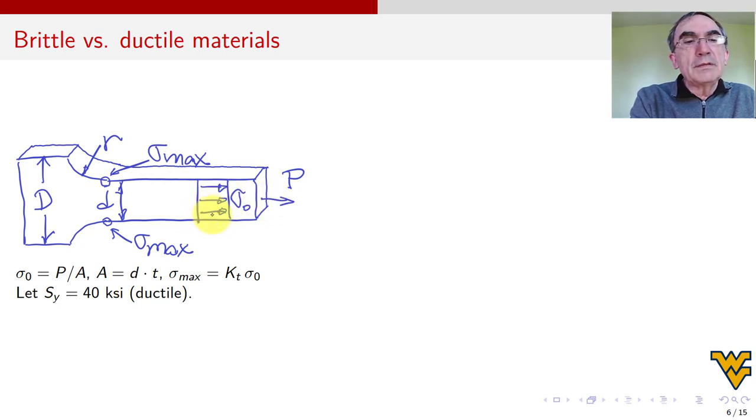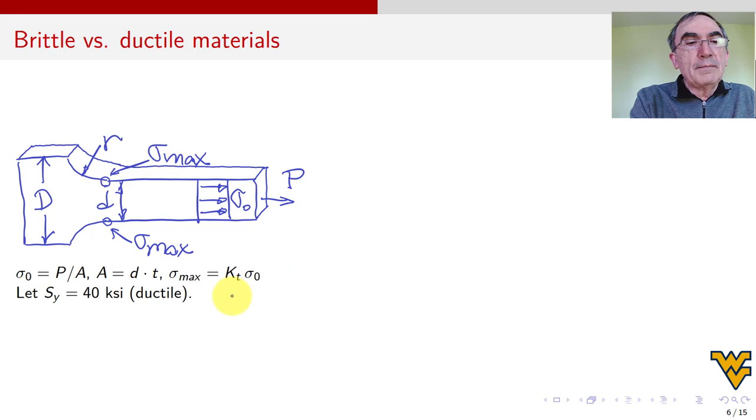So here in the middle of this bar, we have this stress, but we know that this stress will be magnified over here if the material is elastic, and we will get sigma max. So this value sigma 0 we can calculate as P over A. A is little d multiplied by the thickness. And sigma max we can calculate as KT from the chart times sigma 0. Okay, that we all know. We know all that from the previous video.